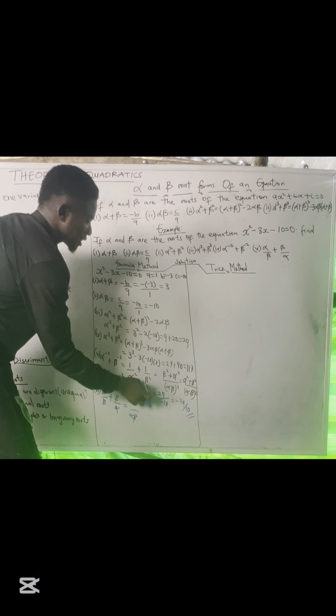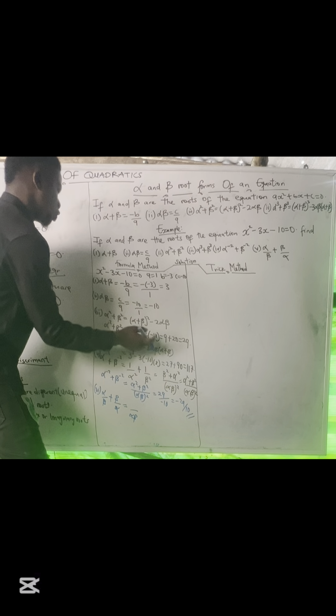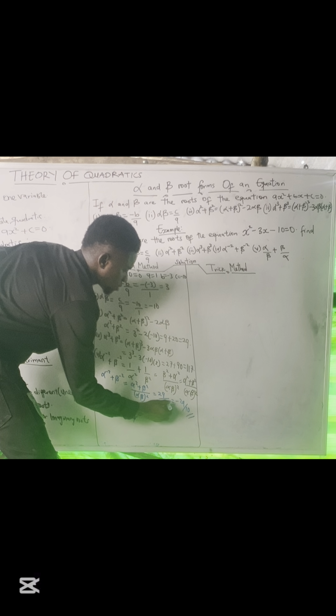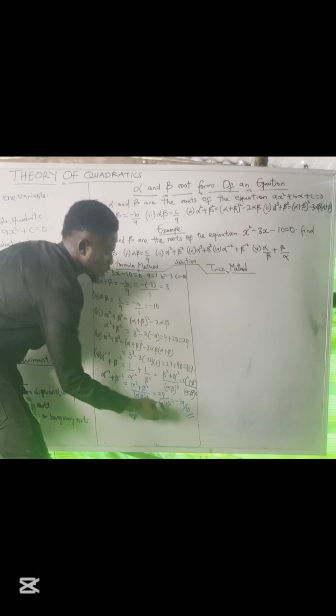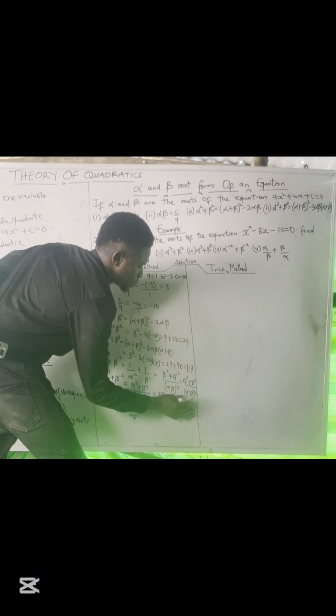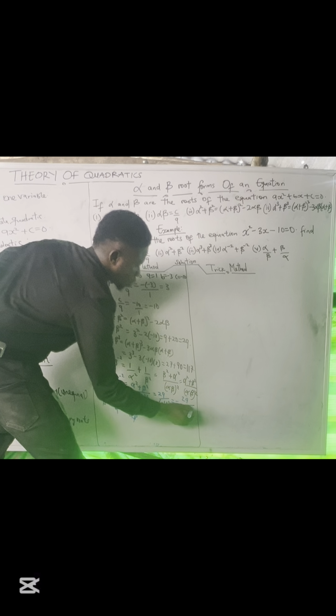Oh, sorry guys, it is our alpha beta all squared. Our alpha beta is what? Minus 10. So this should be minus 10 all squared. Minus 10 all squared is 100. So this should be 29 over 100.